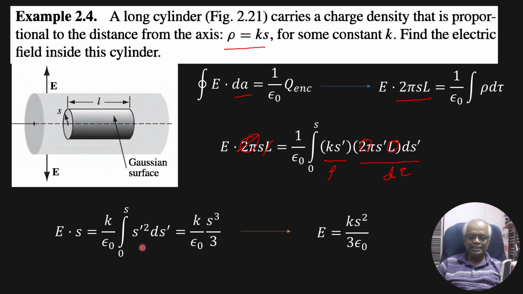If you integrate S prime squared, you will get S prime cubed over 3. So after applying the limit 0 to S, only the upper limit is valid. So this will become S cubed by 3. Here you can cancel this S and this S cubed, which will become S squared. So the electric field is equal to K S squared over 3 epsilon. So now we will move to the next question.